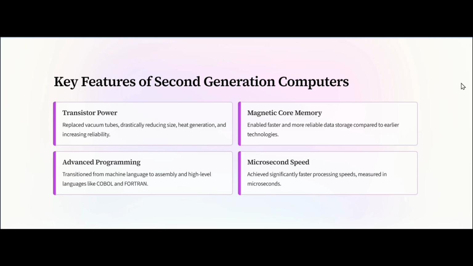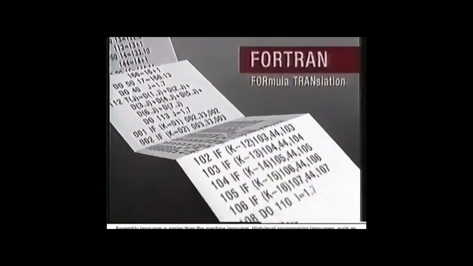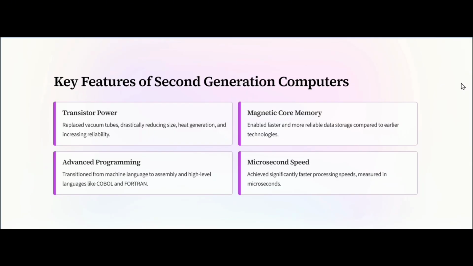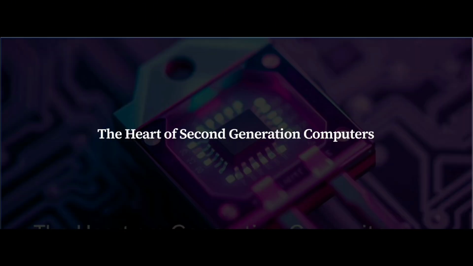Other key improvements include magnetic core memory for faster storage, and the use of assembly and high-level languages like COBOL and Fortran instead of just machine language. These computers could work in microseconds. I want to invite my next teammate, Pooja Dev.